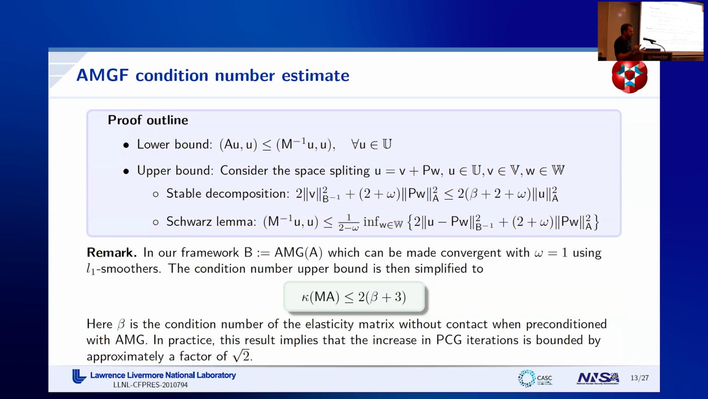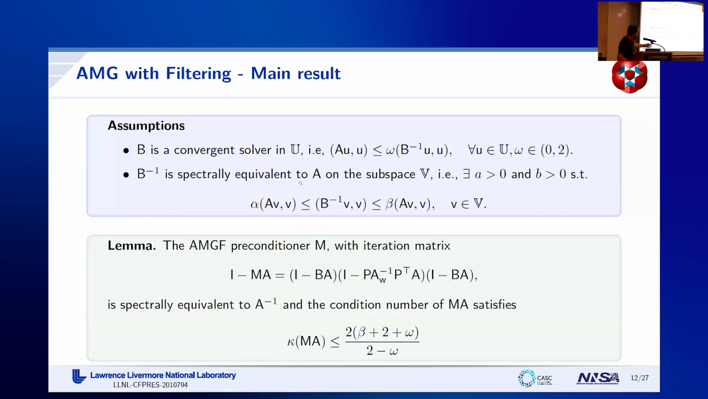So we have to really show two bounds. Usually the lower bound is the easy one. You bound your inner product derived by the inverse of the preconditioner with A. This is usually easy to show. More complex would be the upper bound, for which usually you have to come up with a stable decomposition, and we are able to do this. And along with the Schwarz lemma for additive Schwarz, you can combine all this and prove this relation there.